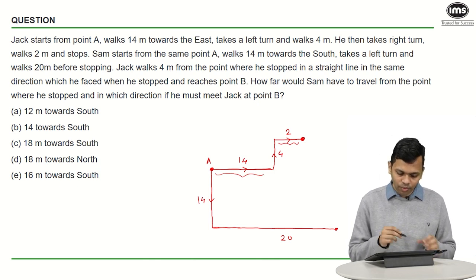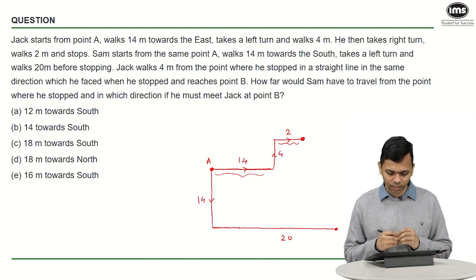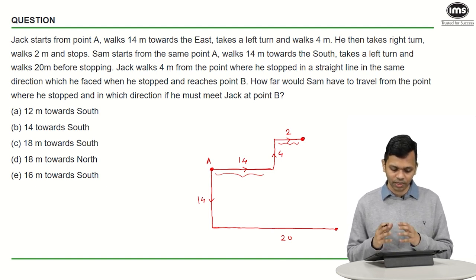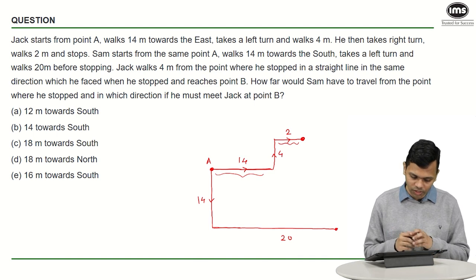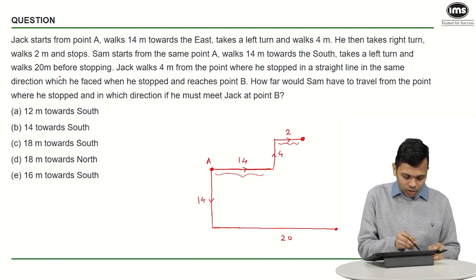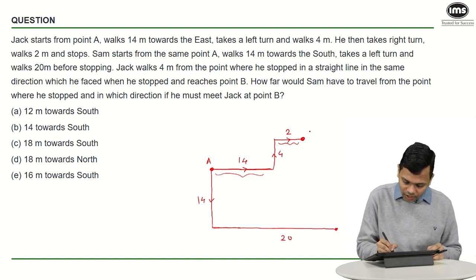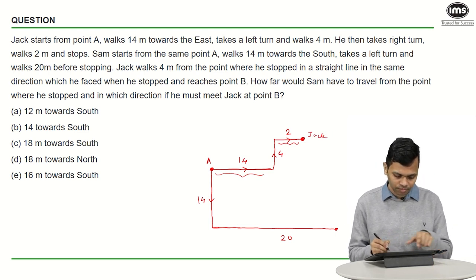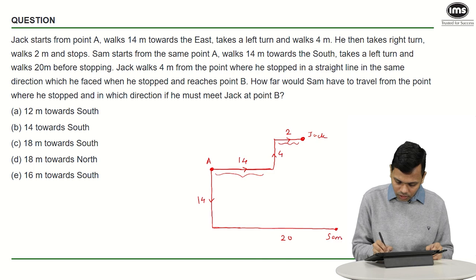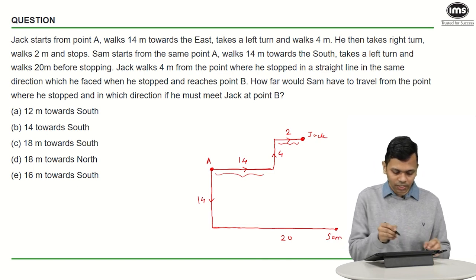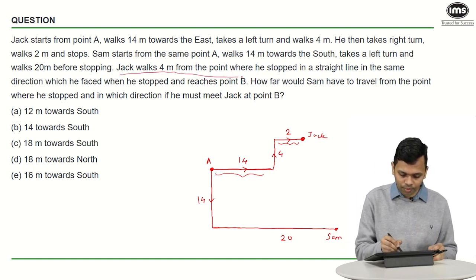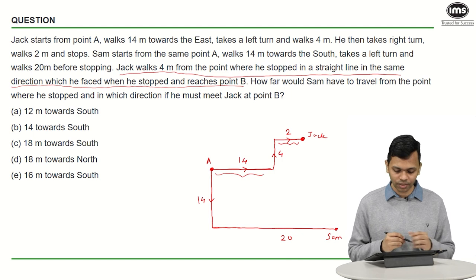Now Jack walks 4 meters from the point where he stopped in a straight line in the same direction when he stopped and reaches point B. Okay, so let's put this also in picture now. So we had Jack who was initially here. Okay, this is where Jack is and based on what we saw, Sam is here. Now what they're saying is Jack walks 4 meters from the point where he stopped in a straight line in the same direction which he faced when he stopped and reaches point B.